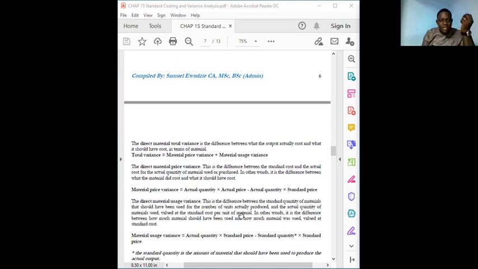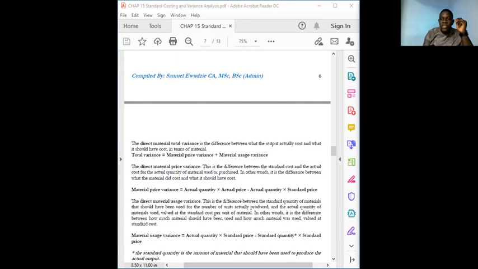You're saying that this is the difference between the standard quantity of materials that should have been used for the number of units actually produced and the actual quantity of materials used, valued at the standard cost per unit of material. In other words, it's the difference between how much material should have been used and how much material was used, valued at the standard cost.